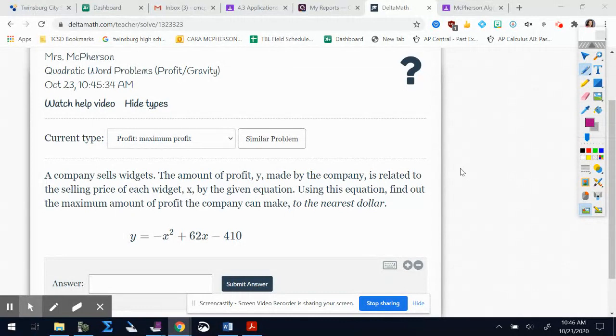So let's talk profit. You're going to look at problems where they give you the equation, and in the equation, the X value is going to represent the selling price of whatever your product is. They always call them widgets. And your Y value is going to represent your profit. The first thing you need to do is find the vertex of this parabola, and it will always be a parabola, and you'll always find the vertex the same way.